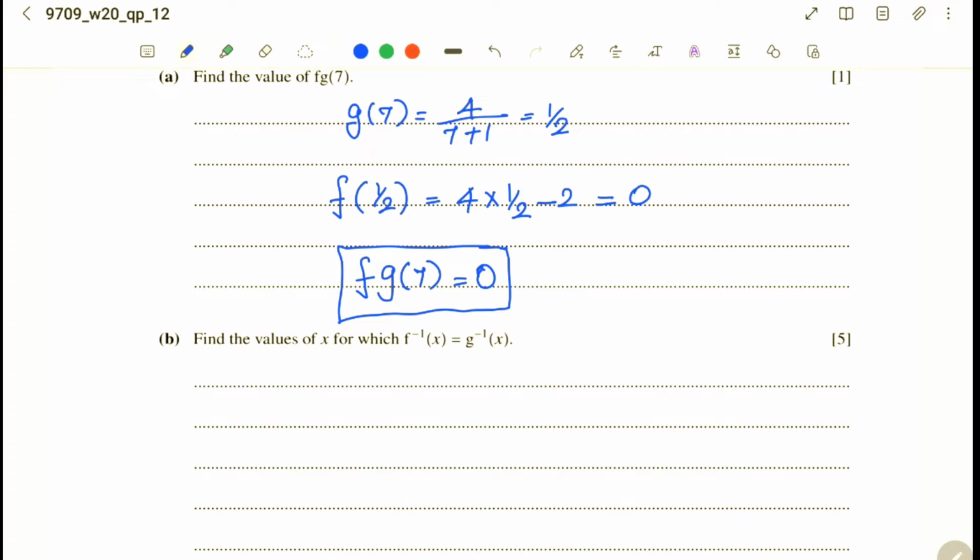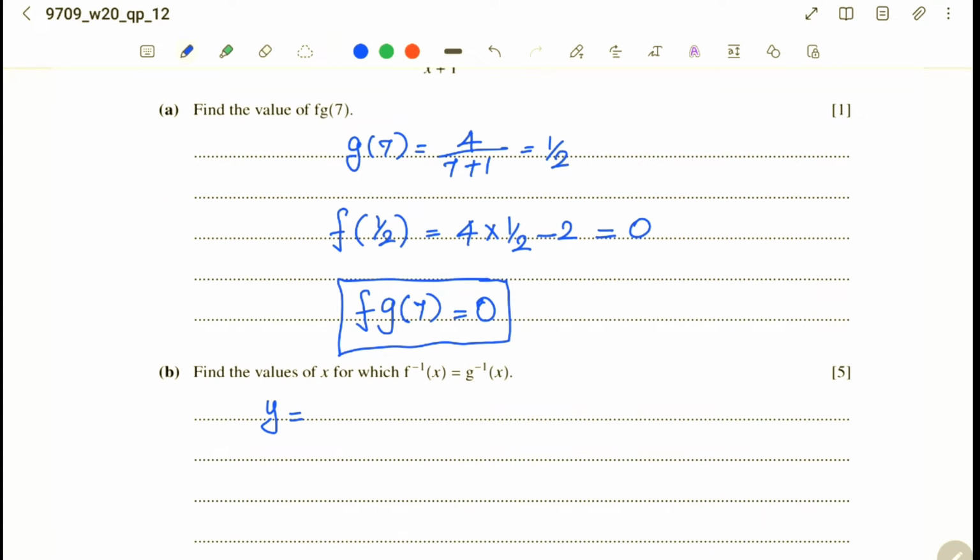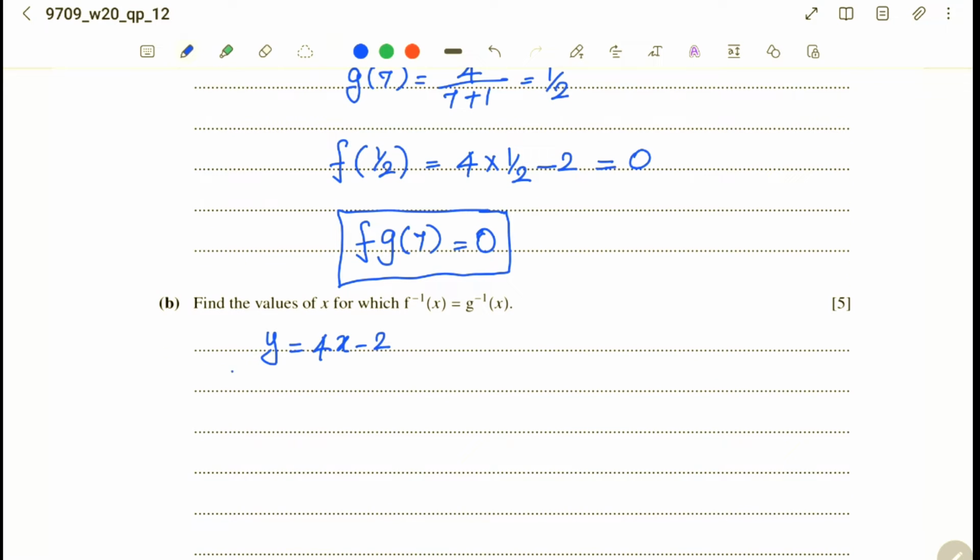Next part of the question is find the values of x for which f inverse of x equals g inverse of x. To find f inverse of x, first let us take y equal to 4x minus 2. Now make x the subject. So (y plus 2) divided by 4 is equal to x. So f inverse of x equals, replacing y by x, (x plus 2) over 4.